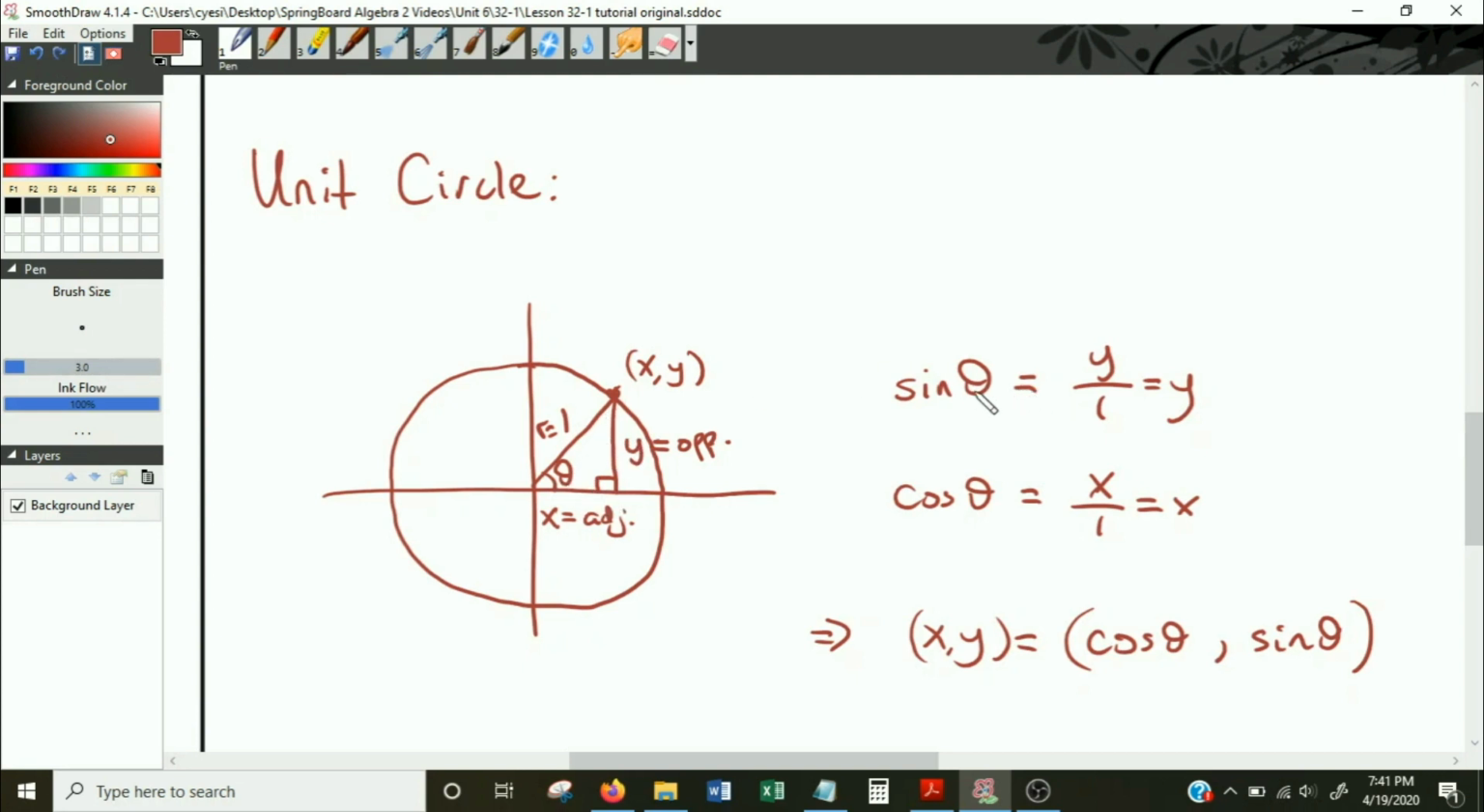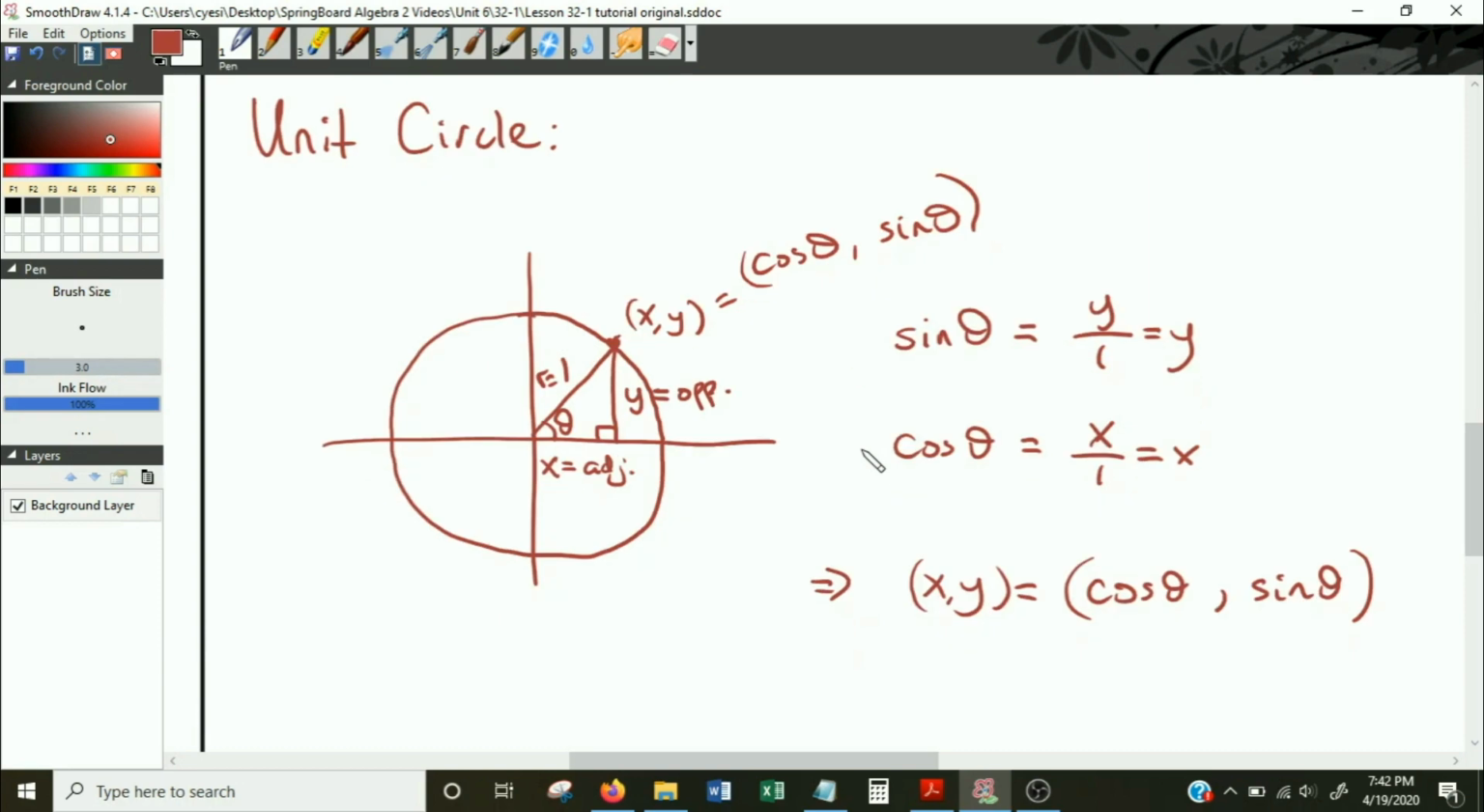So sine of theta is going to be the opposite over the hypotenuse, which is y over 1, so it's y. And cosine of theta is going to be adjacent over hypotenuse, which is 1. And then we get x over 1, which is equal to x, because the adjacent is x. So cosine of theta is equal to x, sine of theta is equal to y. This coordinate point right here of this x, y is actually equal to cosine of theta comma sine of theta. So we're going to try to use this in the next example.